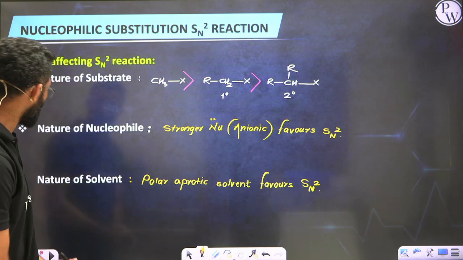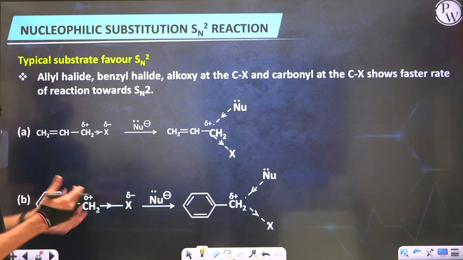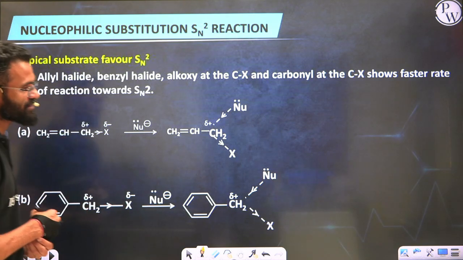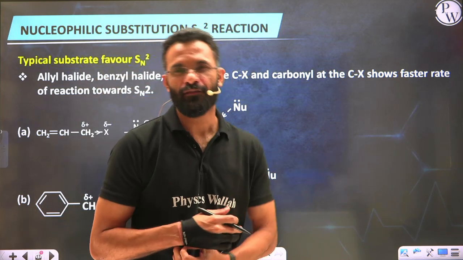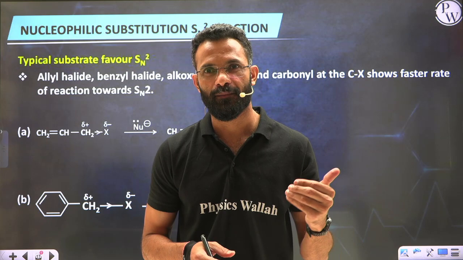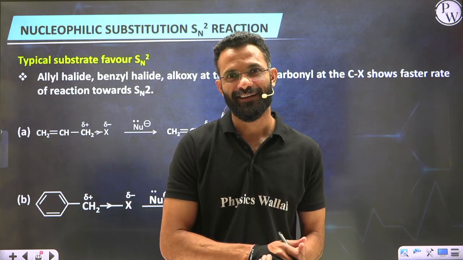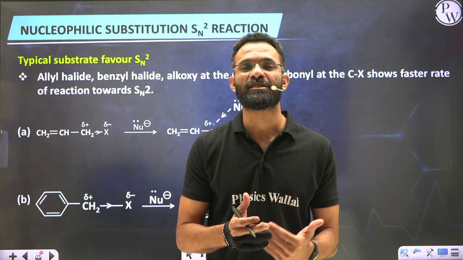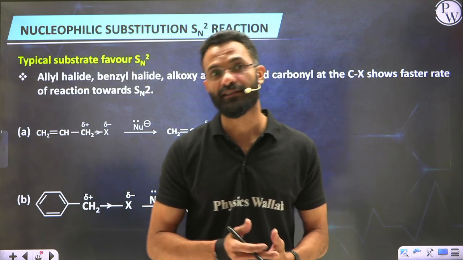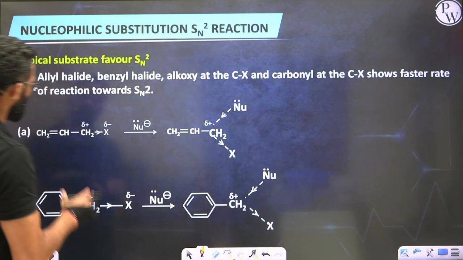Alright, so these are some of the important factors affecting the rate of SN2. And now we are talking about typical substrates favoring SN2. So far, when we talked about the nature of the substrate, we only considered those orthodox alkyl halides: primary, secondary and methyl halide. Other than that, there exist some more substrates which are even more reactive than these normal alkyl halides. One of them is allyl halide.